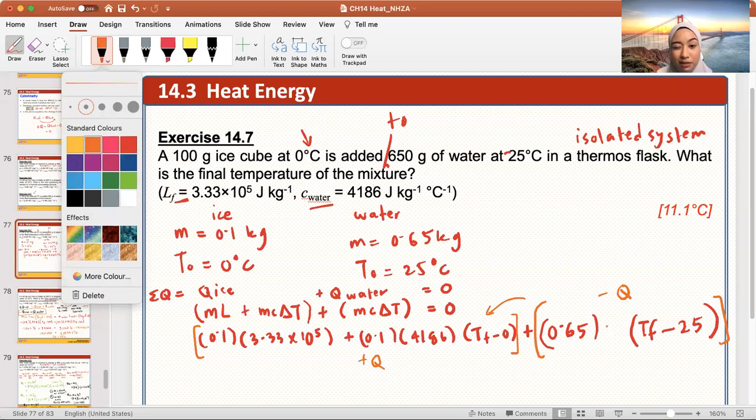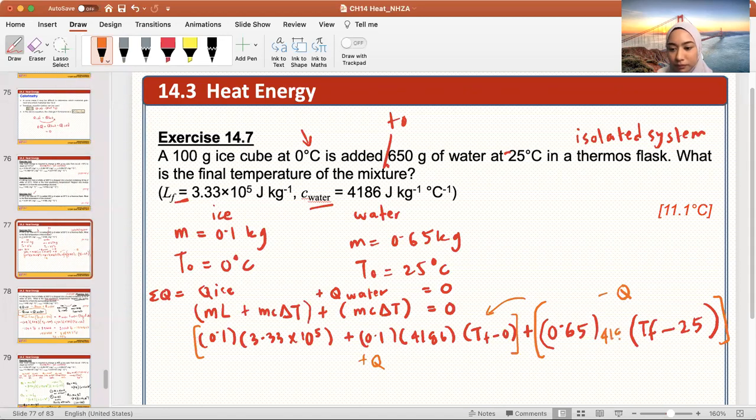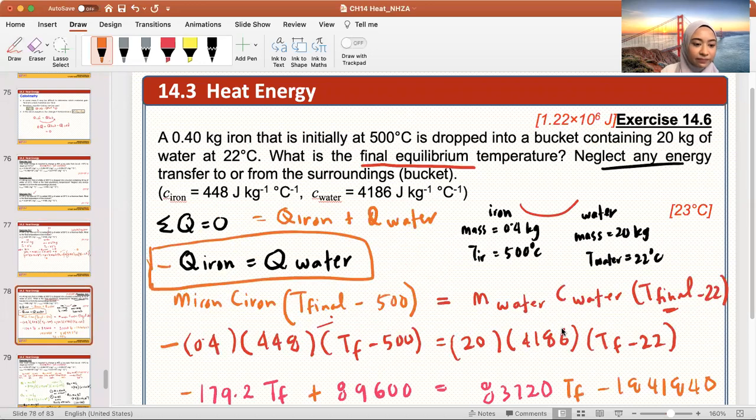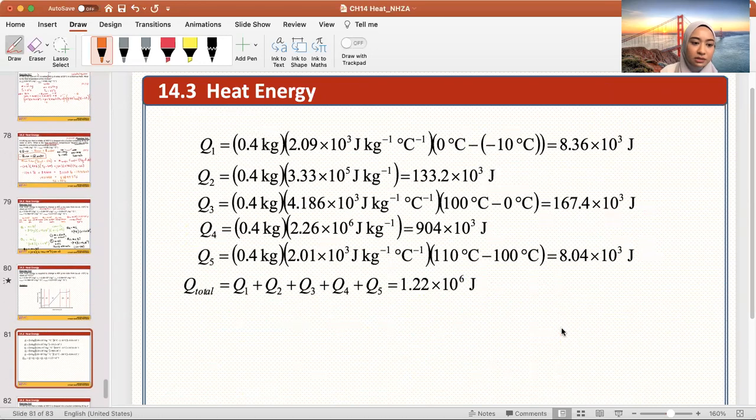C is 4186. Okay, so 4186. So now hopefully we can solve it. Let's just look at the solution, to see if we got it right or not.